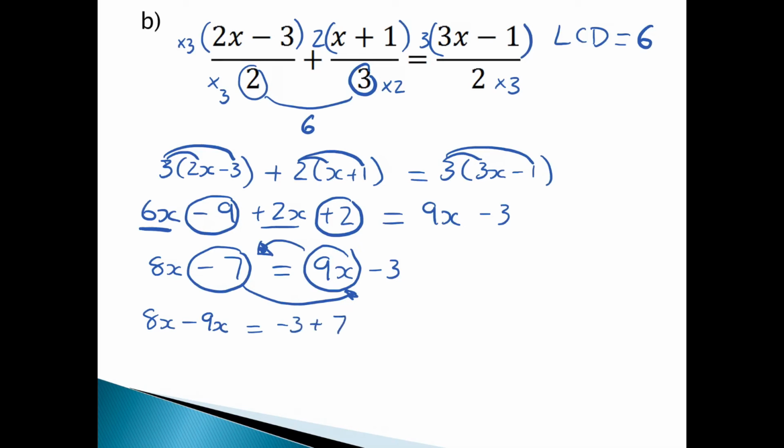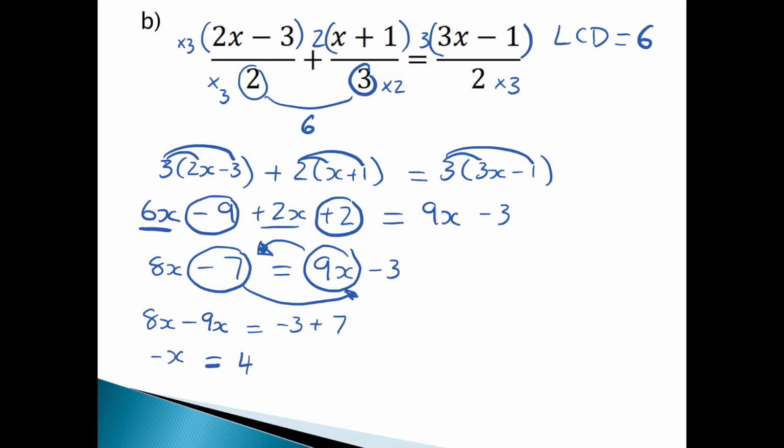So 8x minus 9x is going to give me negative x, or negative 1x. Please feel free to write the 1 there if you aren't happy with just writing the x. Then equal to negative 3 plus 7. So negative 3 plus 7 is going to give me a positive 4.